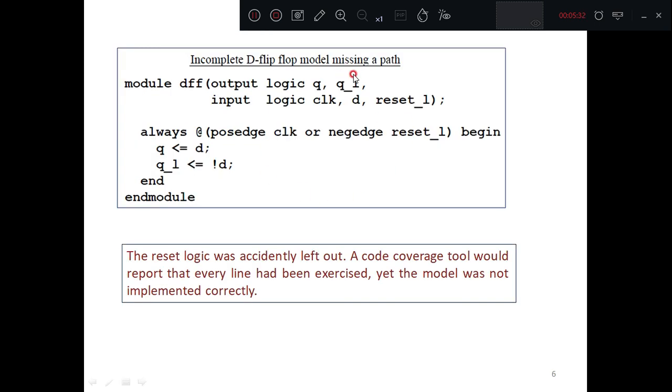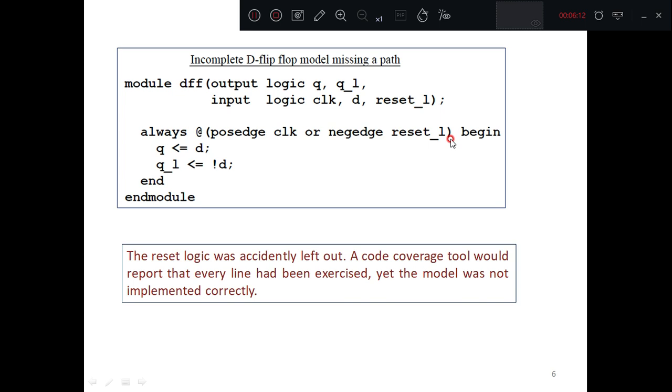This is an example of a D flip-flop. In this example we have module D flip-flop, with output logic Q, Q_1 and input logic clock, D, reset_1. Then always @(posedge clock or negedge reset) begin, followed by the assignment statements, end and endmodule. The problem with code coverage here is that when the tool executes, if it checks for the passage of the clock only, it reports the code coverage as complete.